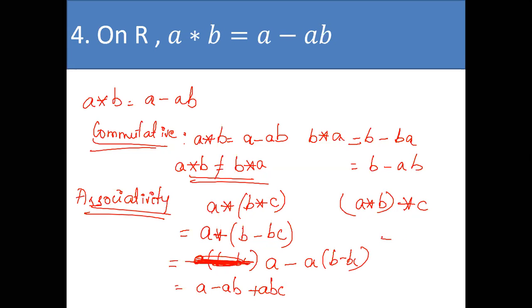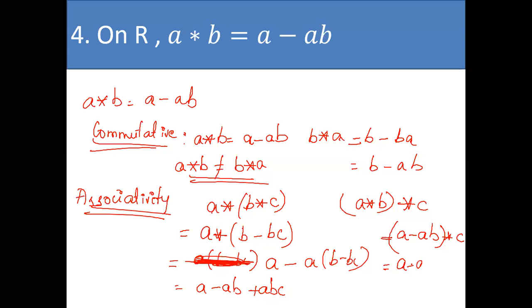Now what is A star B star C? I think you have checked already whether it is associative or not. So first here you have to apply the operation to A star B. So you'll get A minus AB. No, it is not associative. Good, Nur Fatima. Star C. Now this is your A and this is your B. So if you apply, what you'll get?